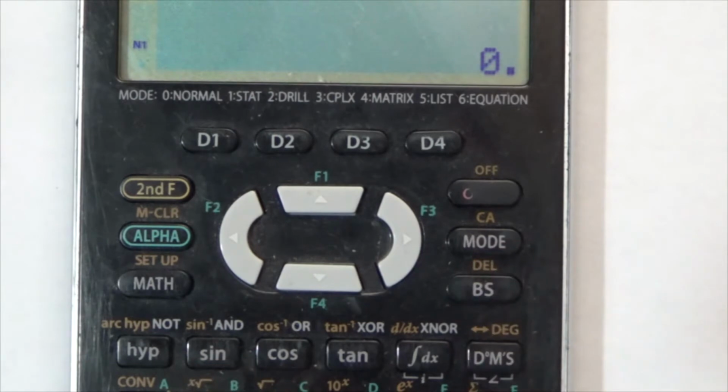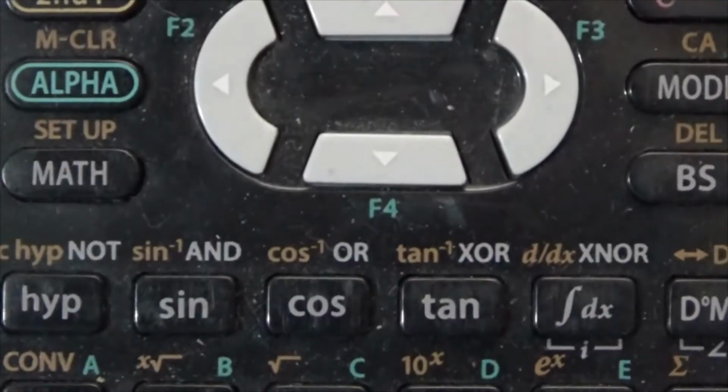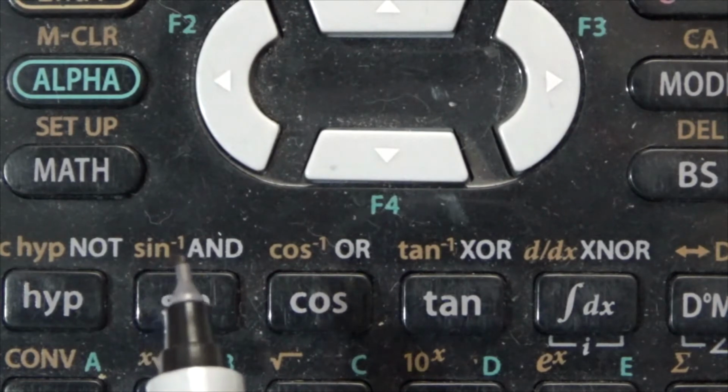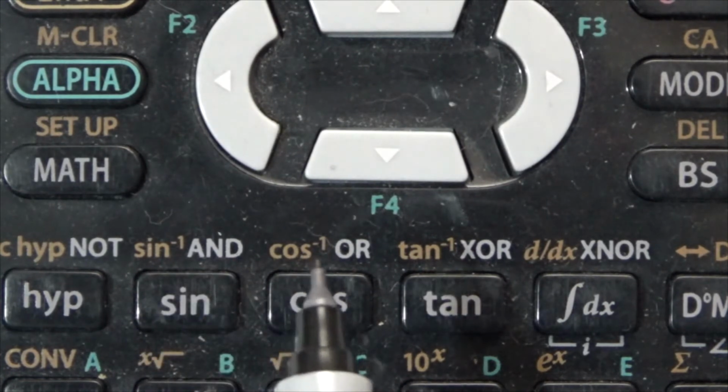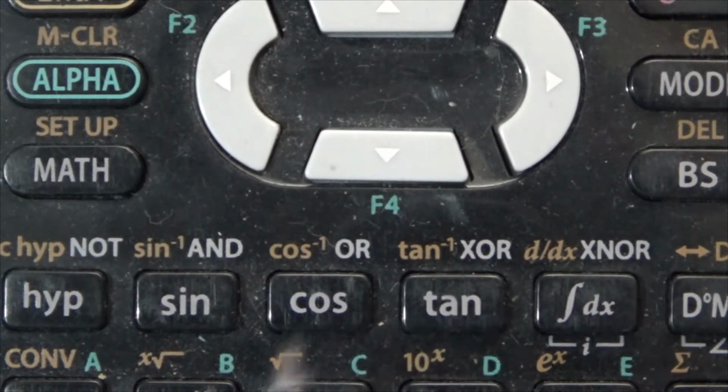There's my sine button right there: sine, cosine, and tangent. And above them, you'll see a sine with a -1 over it, and a cosine with a -1, and a tangent with a -1. We'll get into that more in a few minutes. Those deal with when you're given the ratio and you're asked to find the angle. Right now we're given the angle and we need to find the ratio.